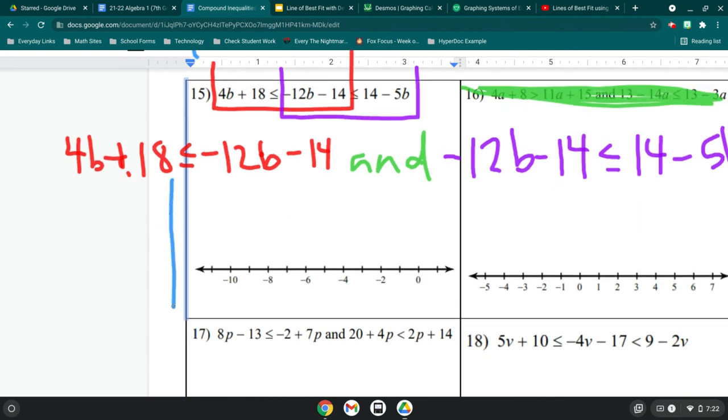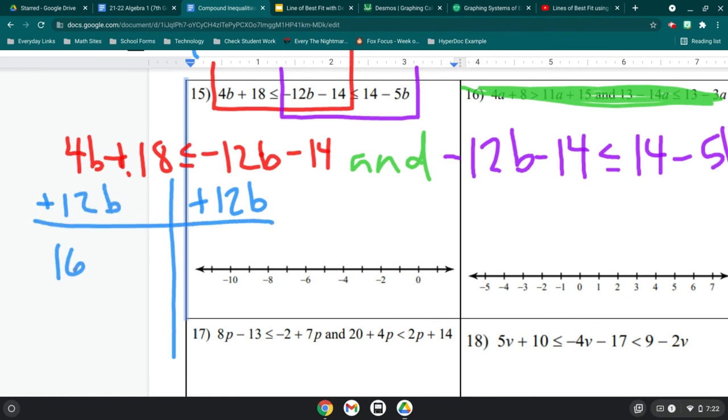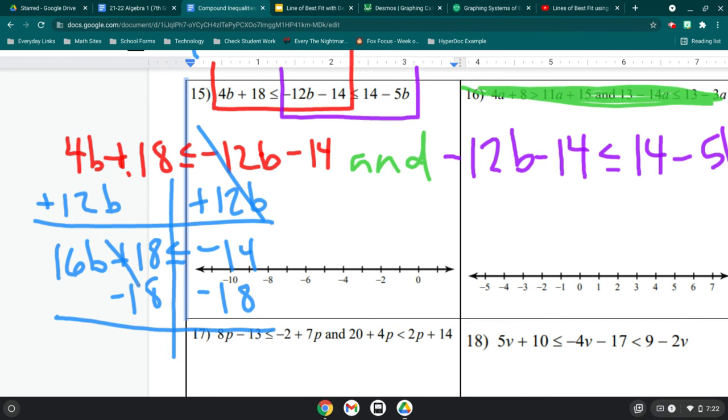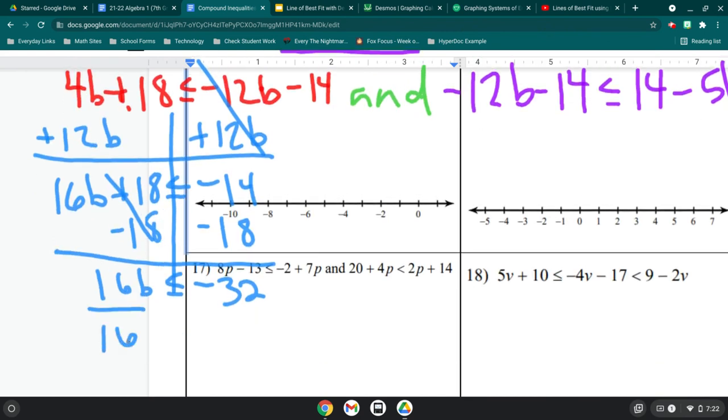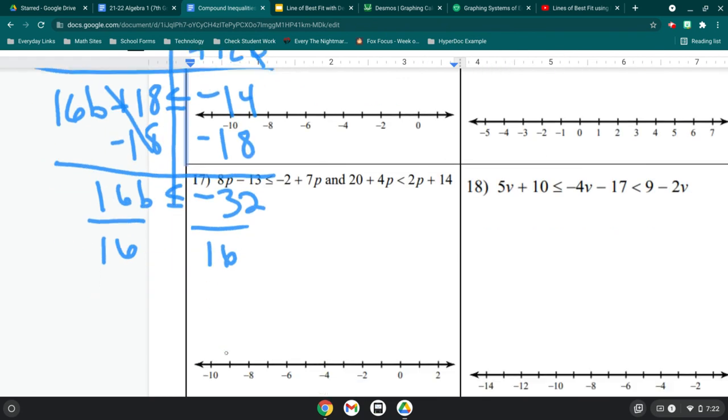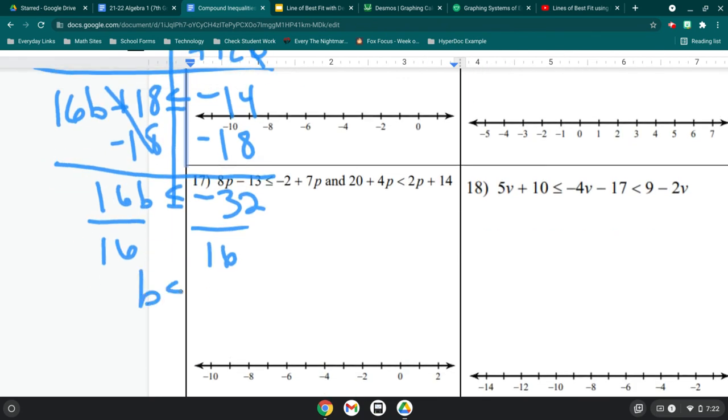Okay, so I'm going to add 12b to both sides because I need to isolate my variable on one side of the inequality. So that gives me 16b plus 18 is less than or equal to negative 14. Now I need to isolate the variable term by moving the constant to the other side, giving me 16b is less than or equal to negative 32. Divide both sides by 16, and we end up with b is less than or equal to negative 2.